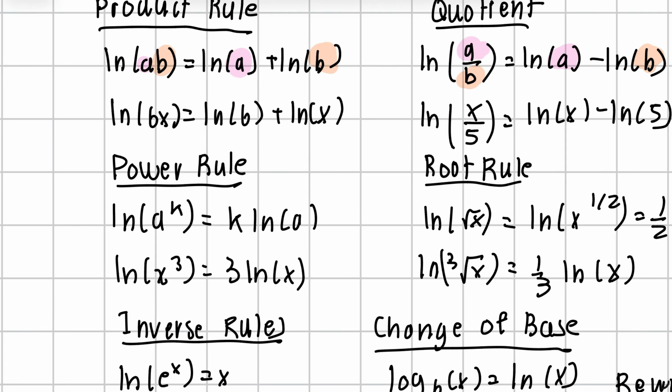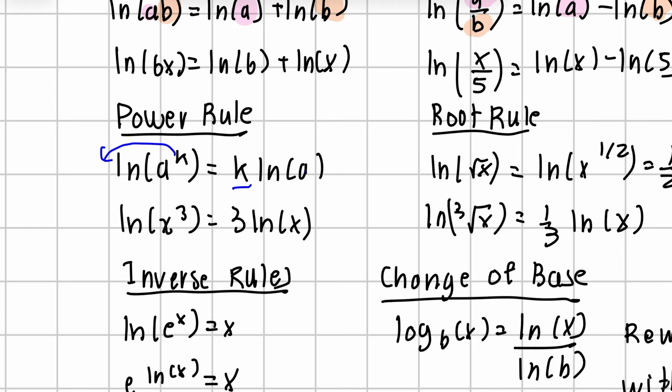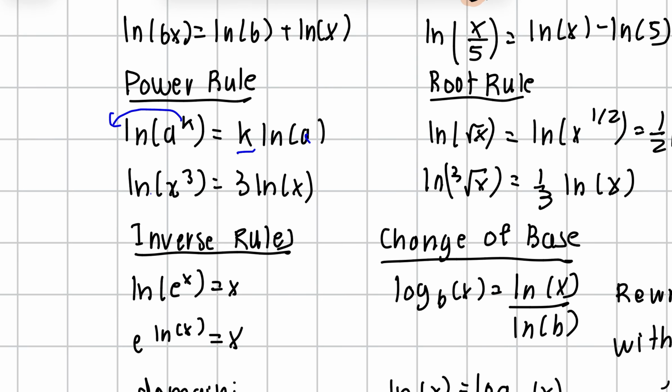The power rule is if you have a natural log of a to the power of k, and then you shift that k to the front. So then you have k times natural log of a. For example, if you have natural log of x to the power of 3, that's 3 ln of x, because we just shifted that 3 outwards.